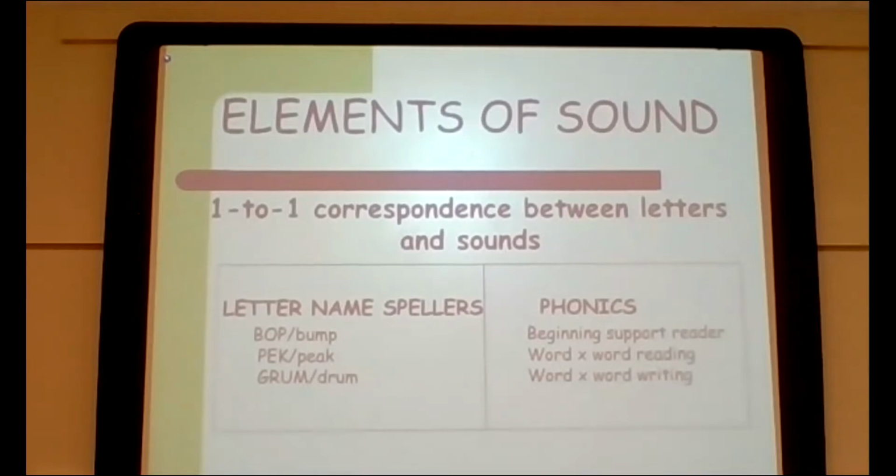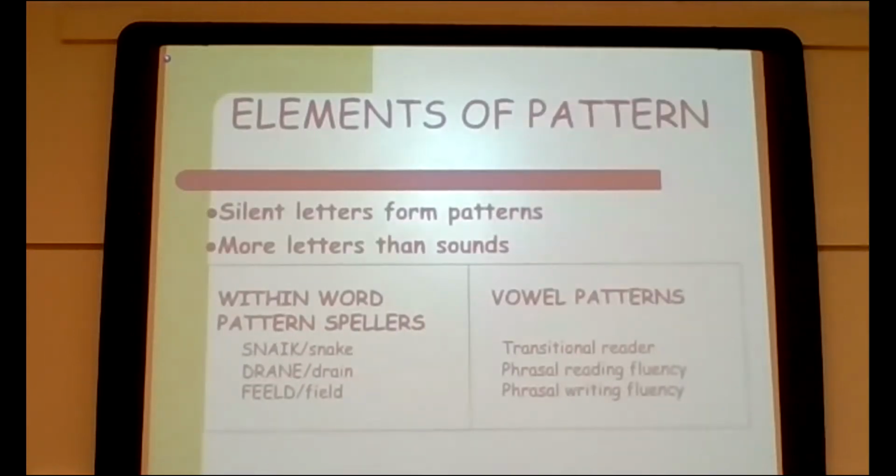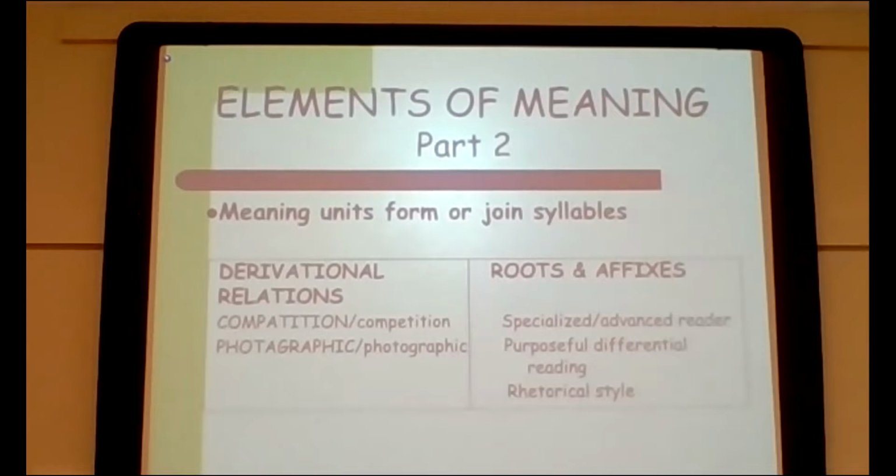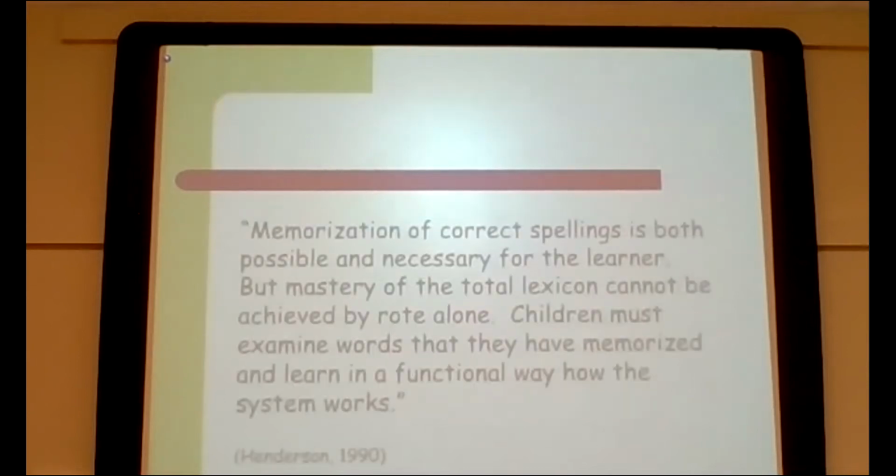So I'm not going to go through all of this PowerPoint because I want you to read it on your own. You can see the different examples and how the spelling stages match with the different literacy stages. So letter name spellers are the beginning stage of literacy development. Within word pattern spellers are in the transitional stage, which is what we're going to talk about next in our class, next week or the week after. And then syllables and affixes spellers are intermediate readers, and derivational relations spellers are advanced readers.